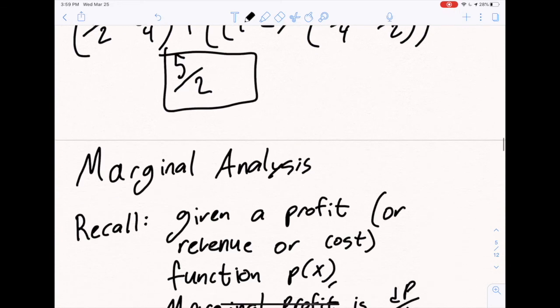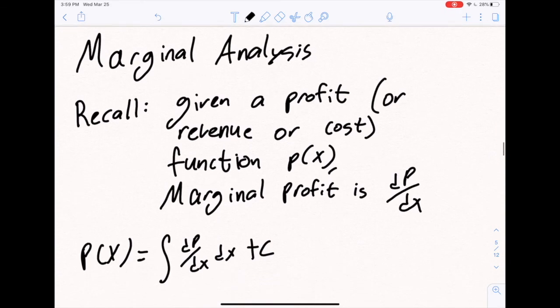Let's move on to something a little bit different. Marginal analysis. Remember that given a profit or revenue or cost function P of x or R of x or C of x, the marginal profit is dP dx. So it's the derivative of profit with respect to x. Respectively, it's the derivative of revenue or cost with respect to x. And so that means the profit function itself, P of x, is just the integral of the marginal profit plus some constant c.